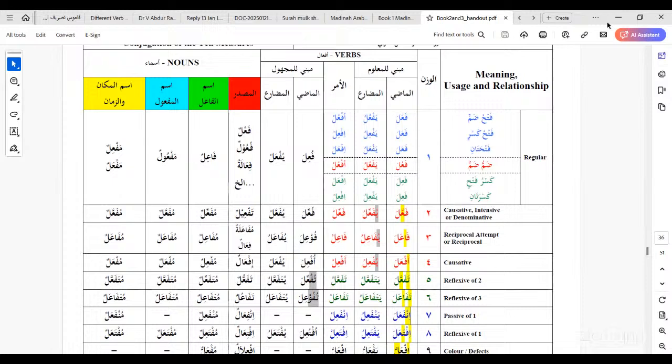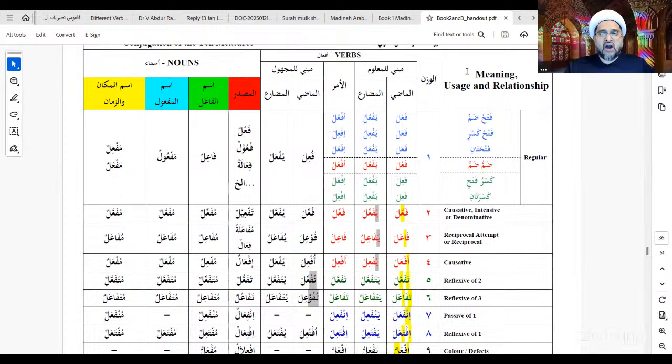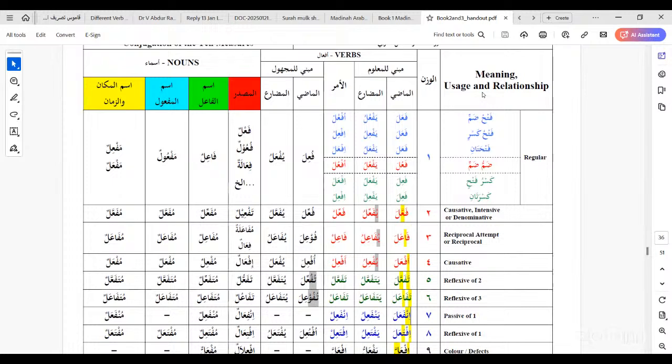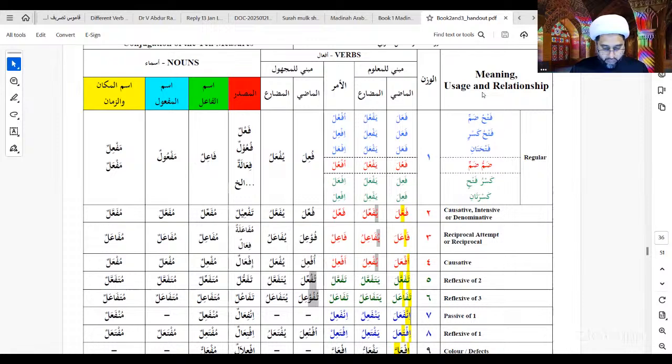So fa'ala is the actual pattern. Fa'ala means to do. And when you make it ifta'ala, I'll tell you the meaning for it. Ijtama'a, iktasaba are all form 8, right? Yes, that's right. When you say ifta'ala, it means to combine.